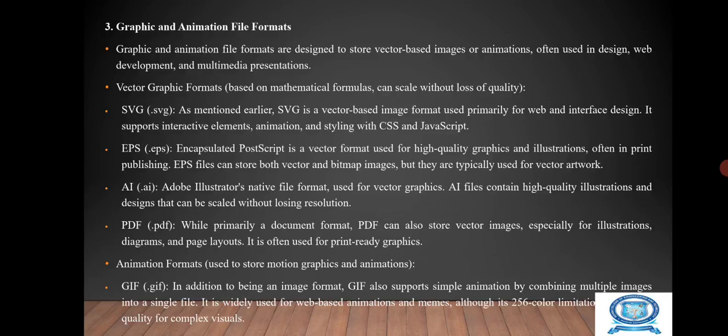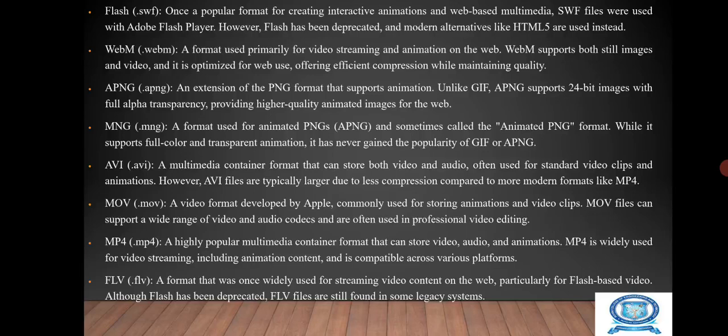The AI, that is Adobe Illustrator's native file format, is used for vector graphics, and AI files contain high quality illustrations and designs that can be scaled without losing resolution. And PDF is used to store vector images, especially for illustrations, diagrams, and page layout. It is often used for print ready graphics. Then animation formats are used to store motion graphics and animations. And .gif, being an image format, also supports simple animation by combining multiple images into a single file. So it is used for web-based animations.